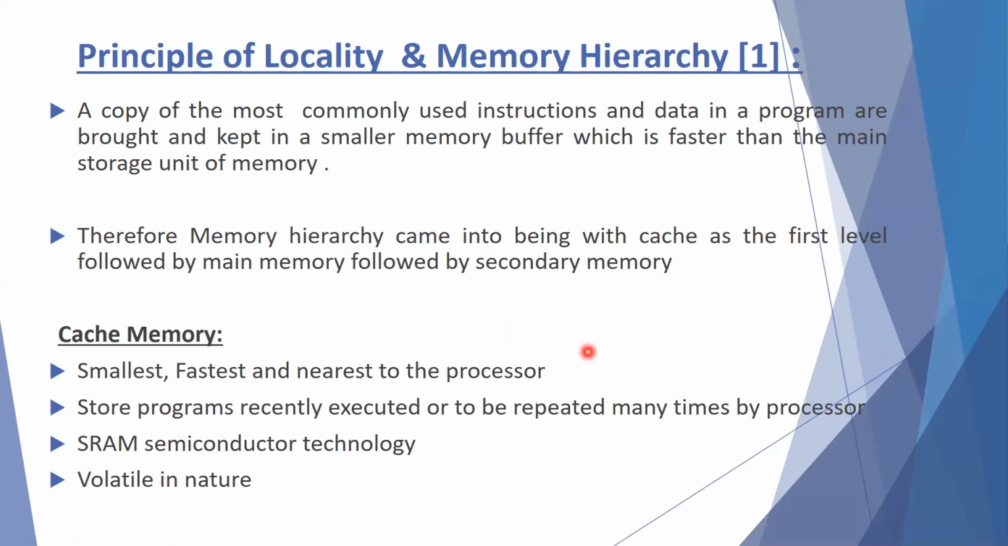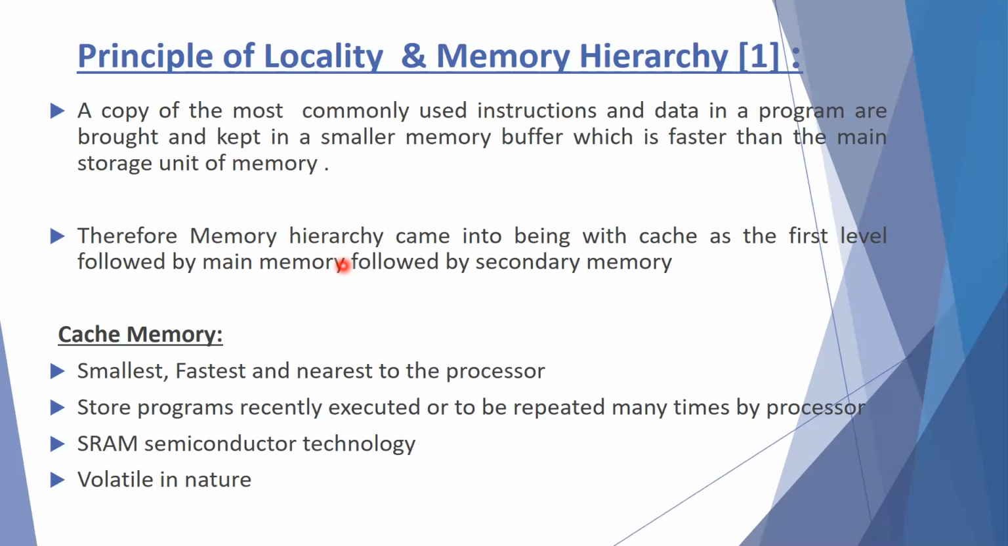Very good. So we discussed Amdahl's law, and the same application comes here as well. It is based upon the principle of locality, which says that the most commonly used instructions and data in a program are brought and kept in smaller memory buffers, which are much faster than the secondary memory or the main memory. So the memory hierarchy came into being with cache as the first. We don't count registers, because they are inbuilt with the CPU.